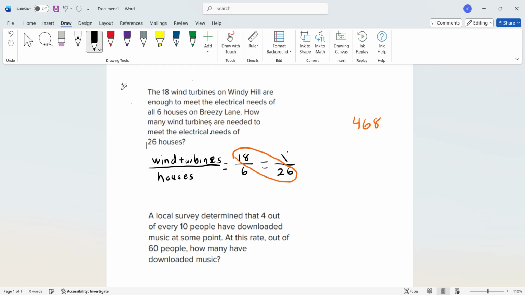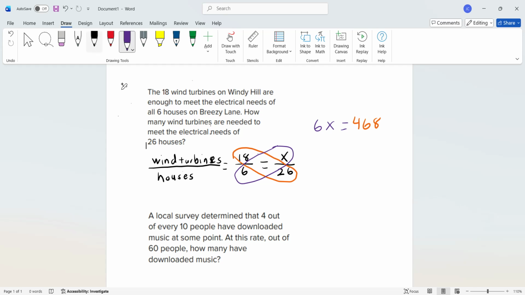Now, in the part that I have my question mark, because I don't know how many turbines I have, I can put x instead of a question mark because we want to get into using an algebra type of way of solving this. So because I went diagonally the other way, I can go diagonally this way to solve this part. And I can say 6 times x, that gives me 6x. So for that step, all we did was multiply diagonally one way and multiply diagonally the other way. And that ends up giving me 6x equals 468.